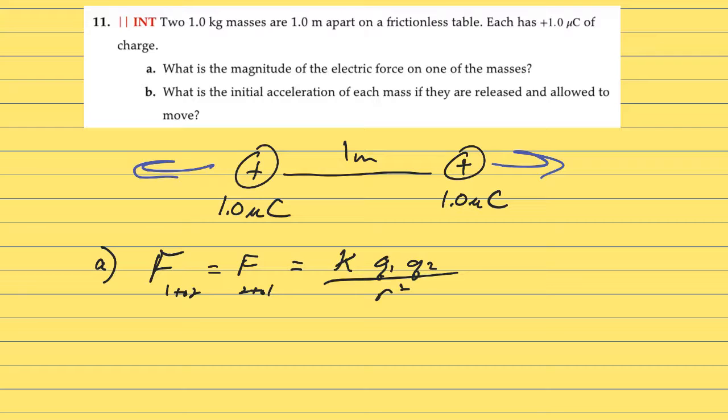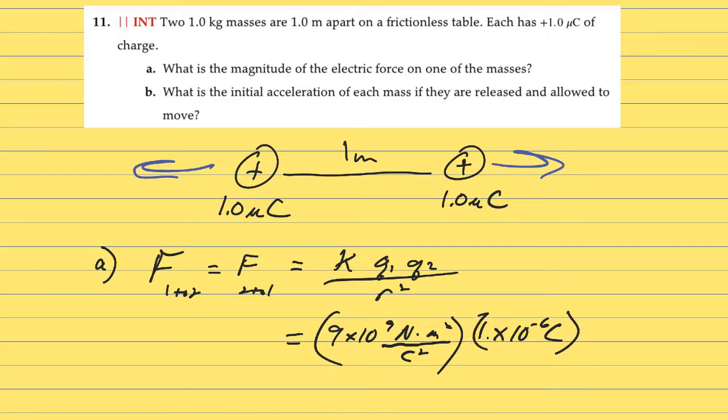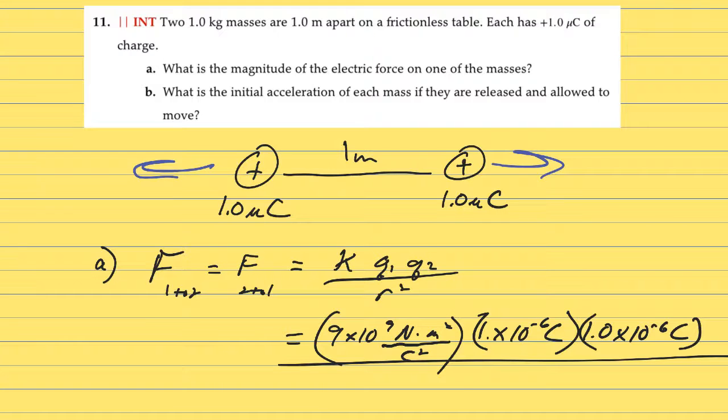So we just basically have to push some numbers in here. Let's go 9 times 10 to the 9th newton meters squared over coulomb squared. That's my K constant. And then let's put in our charges. Microcoulomb would be 1 times 10 to the negative 6th coulomb. And they're both the same. I just did the conversion in my head because I've done these a million times. And my distance is 1 meter, but I have to square that bad boy.